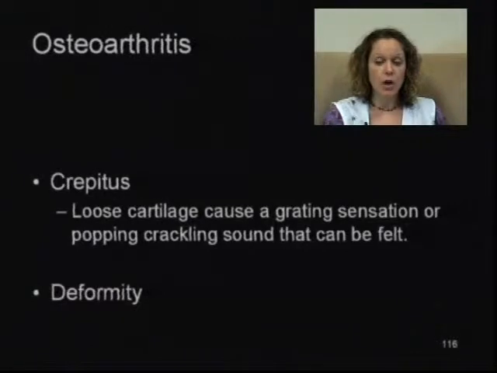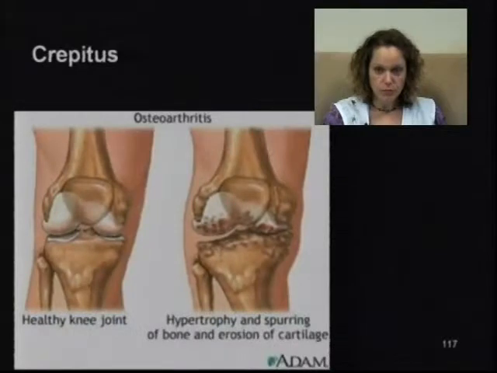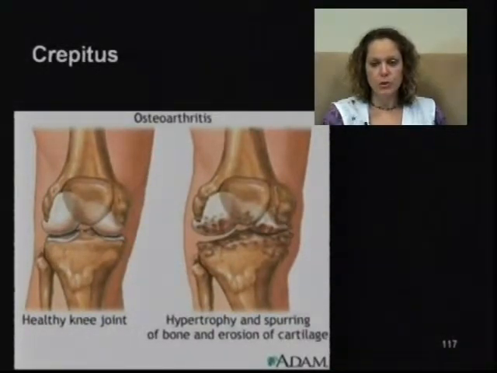There may be a loose cartilage in the joint causing a grating sensation or a popping, crackling sound that can actually be felt when you put your hands over the joint and move the joint around. And also deformity of the bones in the joint can also occur. So here we see an example of crepitus. We see hypertrophy and spurring of the bone and erosion of the cartilage. Okay.